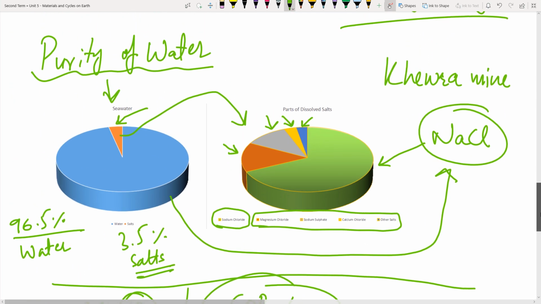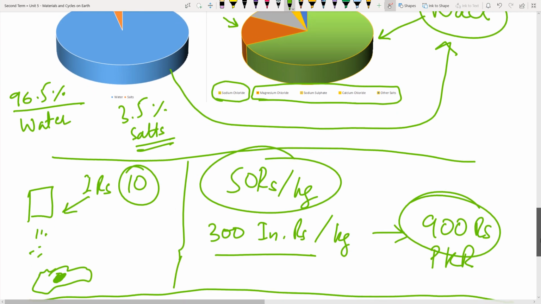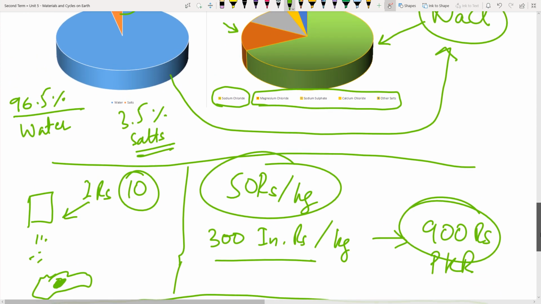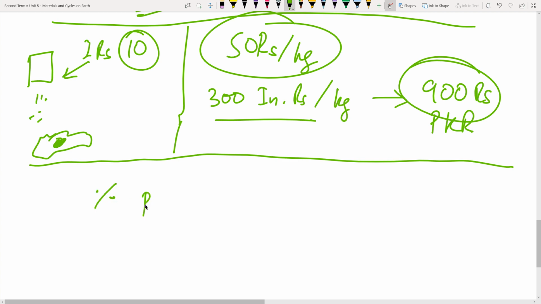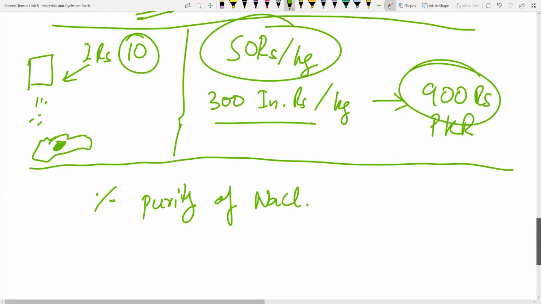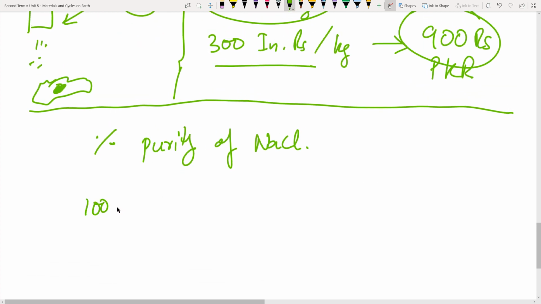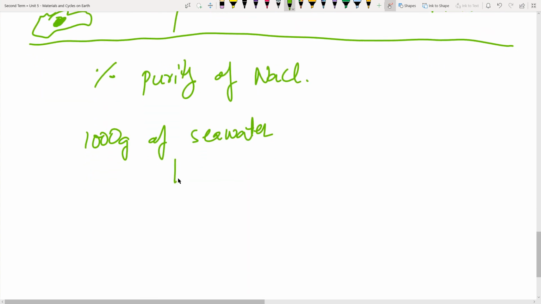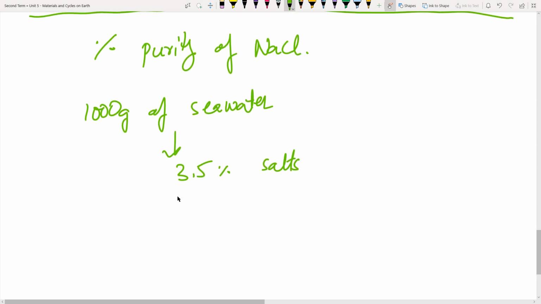So again, for this, we also have percentage calculations. I would advise you to go through this percentage purity, purity calculations, percentage purity of NaCl. Let's say you had 1,000 grams of seawater. Out of that 1,000 grams, we do know only 3.5% is salts, right? So only 3.5% is the salt.